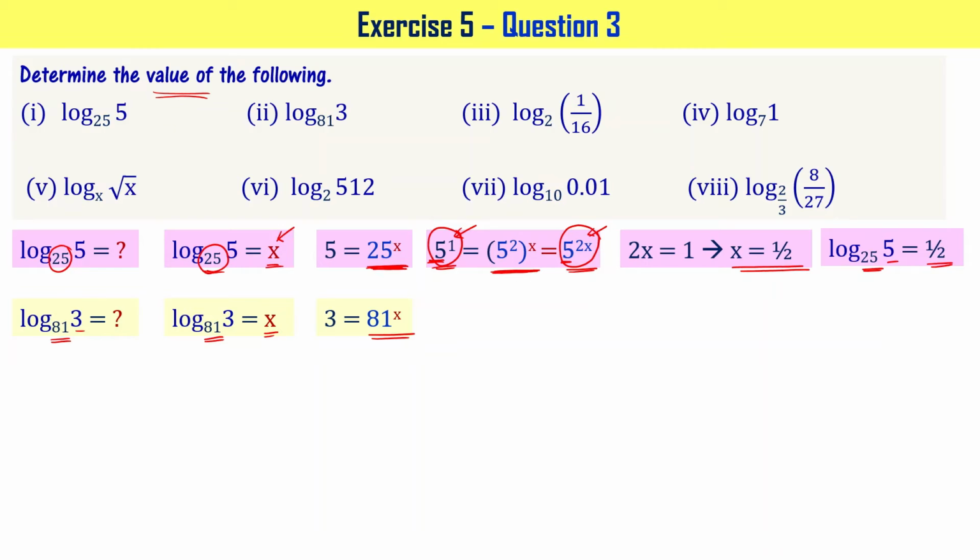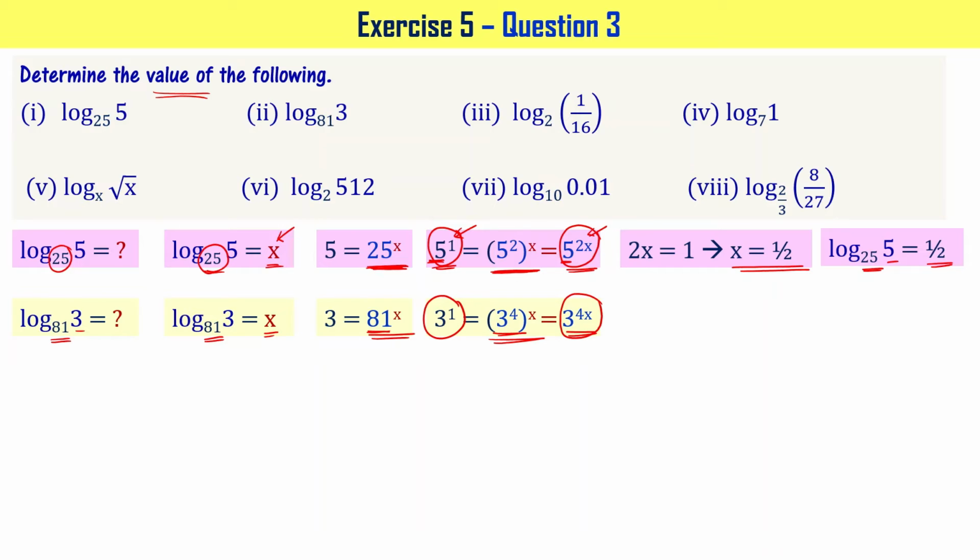Now let me write this as 3 power 1 equals (3 power 4) whole power x. 81 is 3 power 4, right? (3 power 4) whole power x can be written as 3 power 4x. Now look at this. 3 power 1 is equal to 3 power 4x.